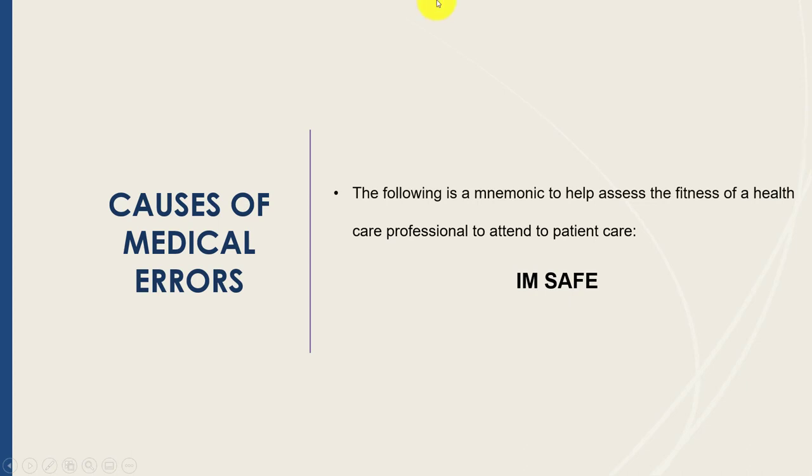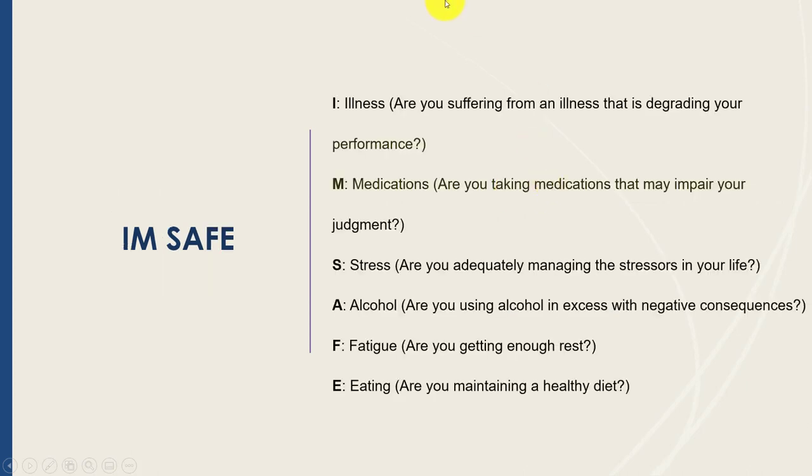And to do that, we need to think about I am safe. So, what is I am safe? I am safe is a little mnemonic, and it goes through things that you can ask yourself. It's kind of like a self assessment. So, I for illness: are you suffering from an illness that is degrading or inhibiting your performance? You need to ask yourself, right?